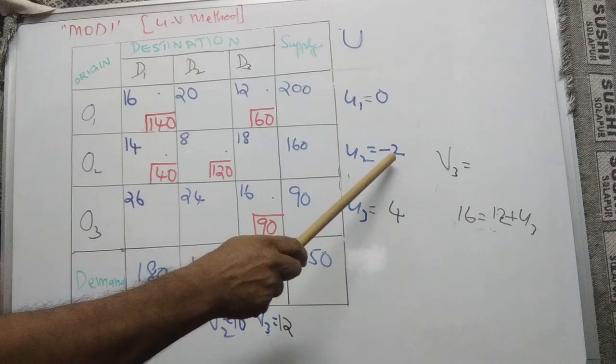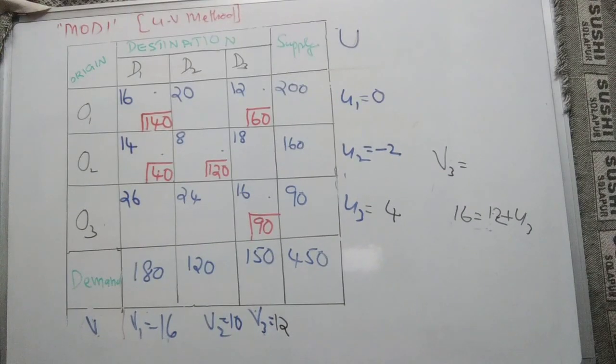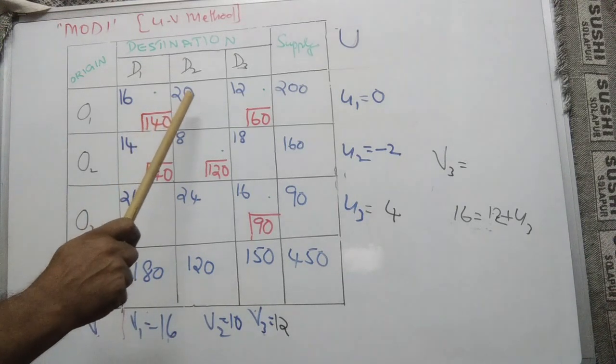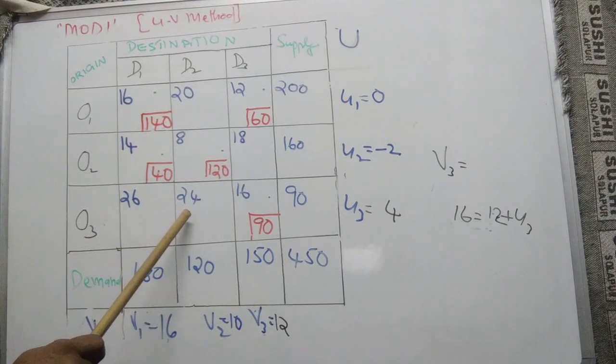U1 is 0. U2 is minus 2. U3 is 4. V1 is 16. V2 is 10. V3 is 12. So, this method is known as the UV method, the modified distribution. This is only a check whether the distribution is optimum or not. Now we are moving to the non-allocated cells: 20, 18, 26, 24.